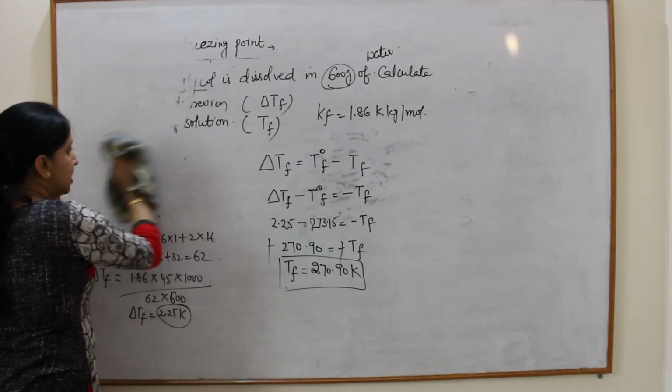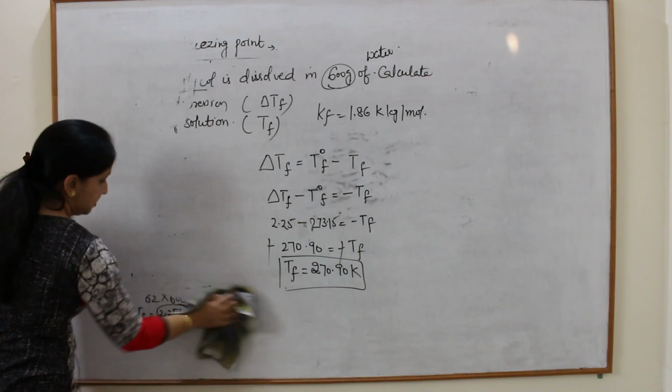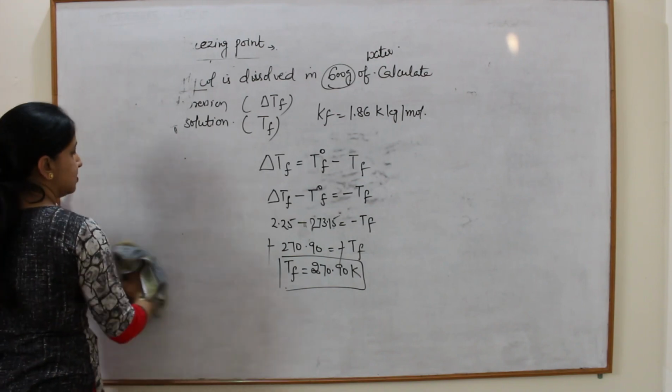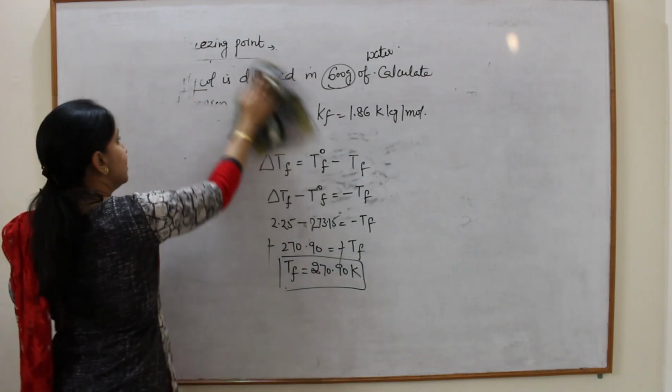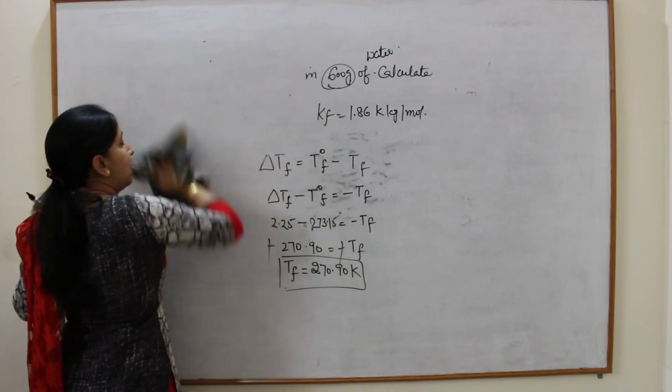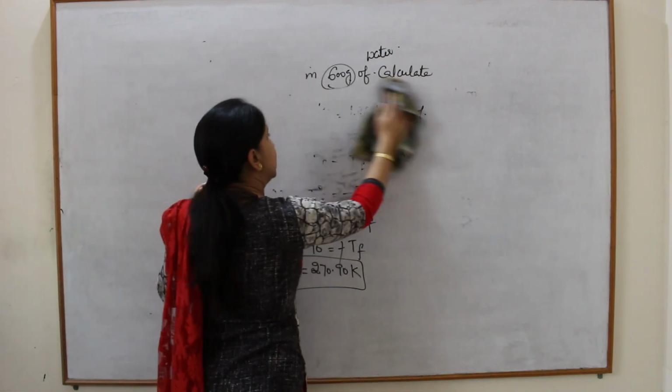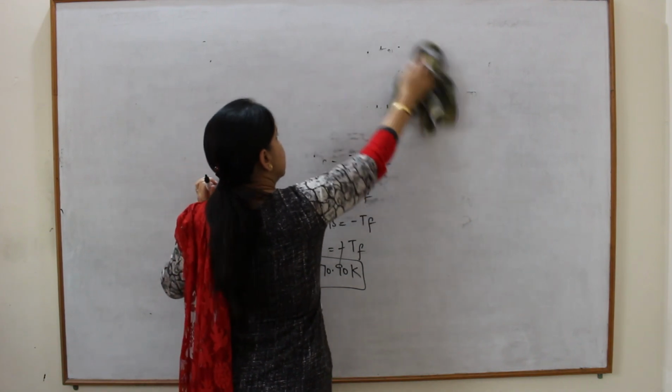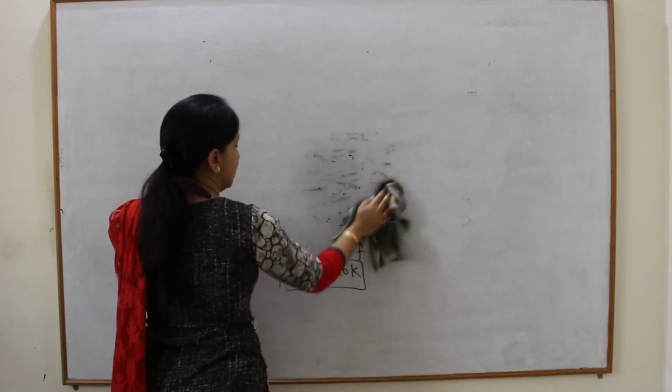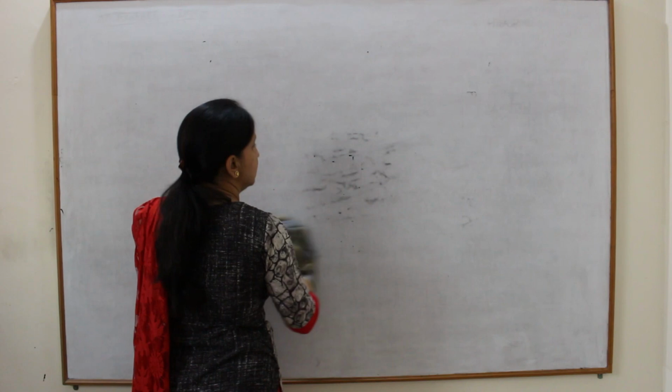What do you mean by osmosis? Osmosis is the flow of solvent particles across a semi-permeable membrane.